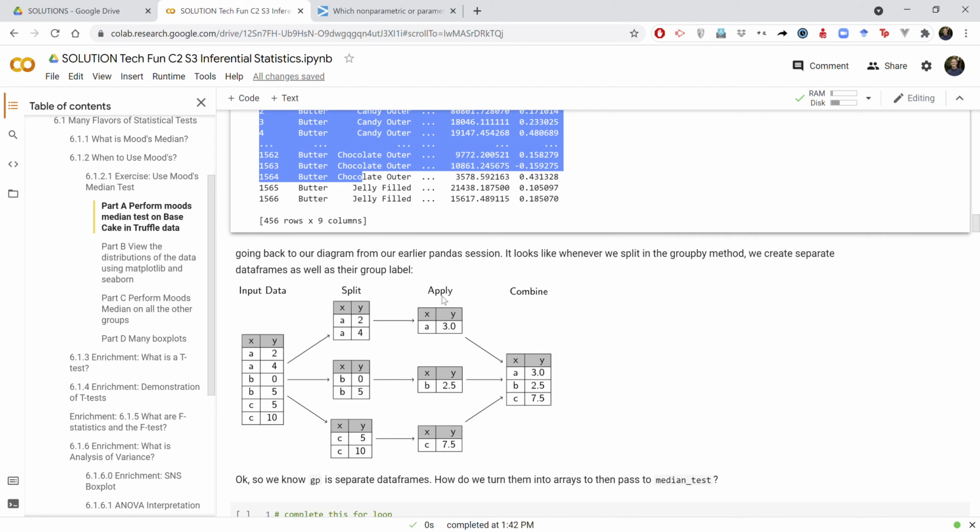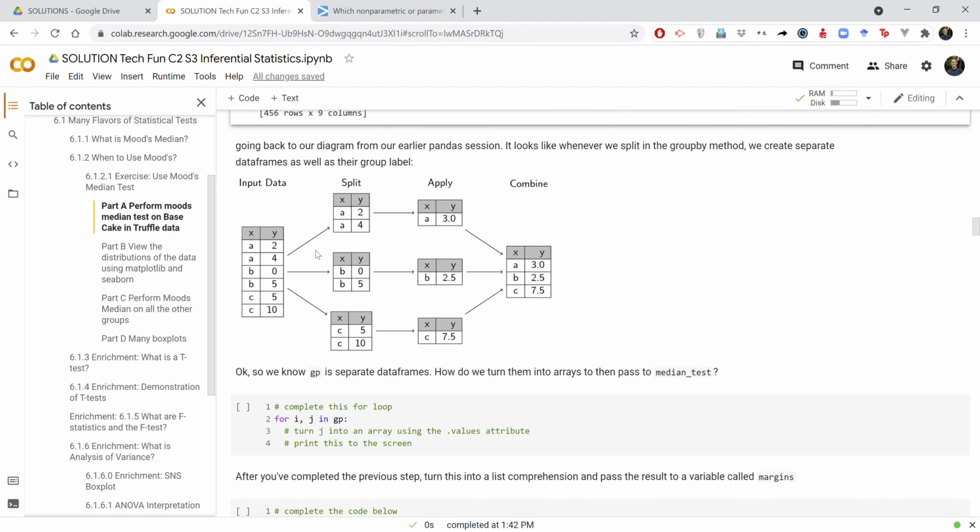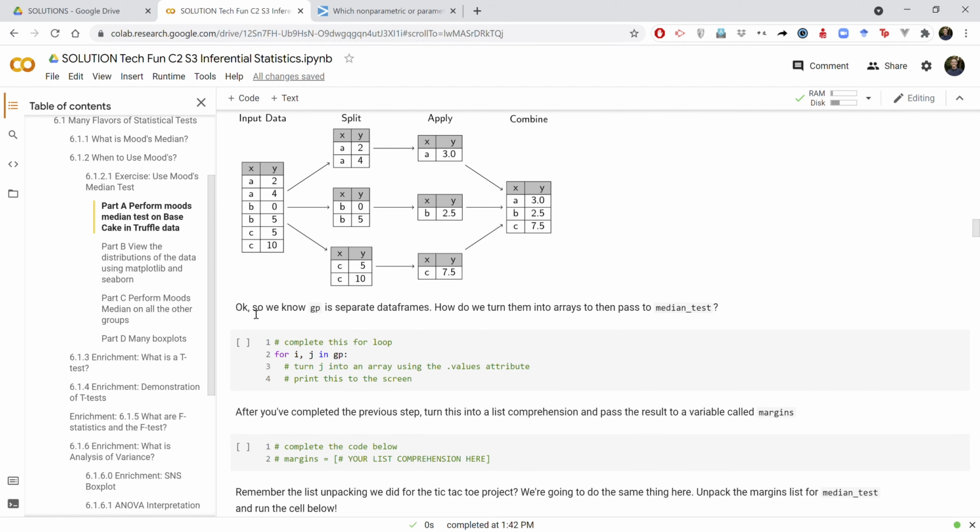Going back to our diagram from our earlier pandas session when we talked about group by, it looks like whenever we split in the group by method, we create separate data frames as well as their group label. Right, so we're here in the split step, and we've split upon X, which in our case is base cake, and we're looking at the first group, which in our case is butter. All the A's are butter. It creates both the data frame and the label butter. Okay, so we know GP is separate data frames.